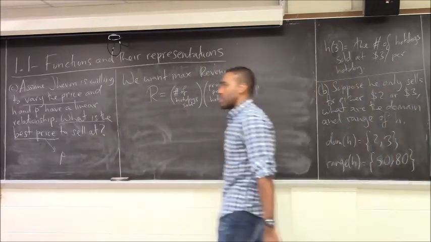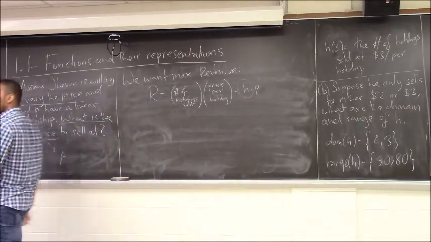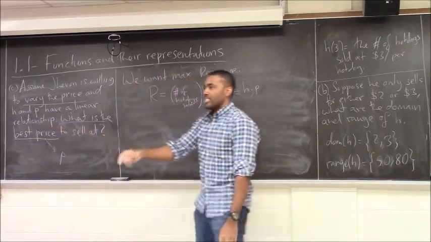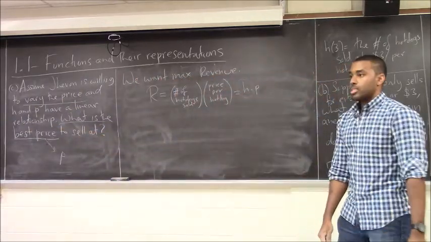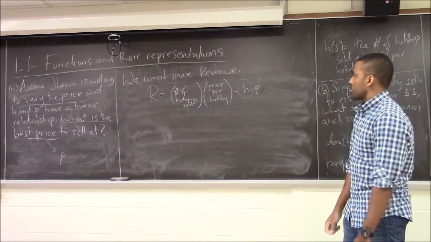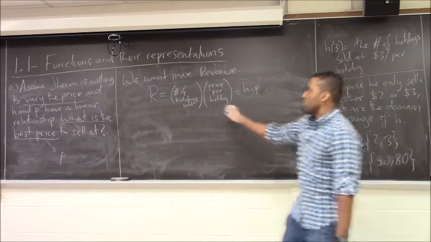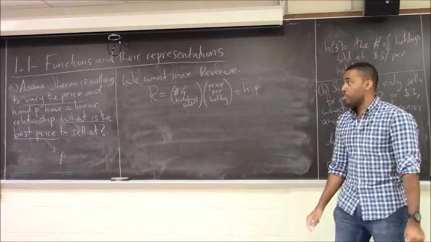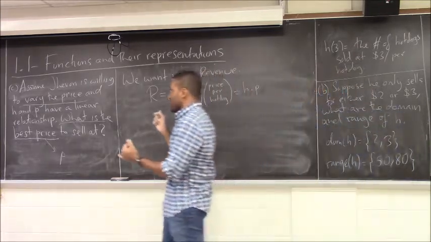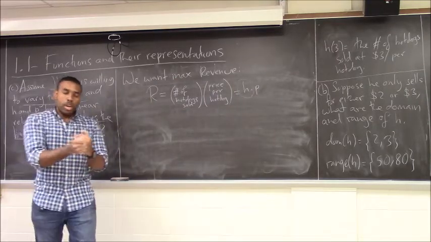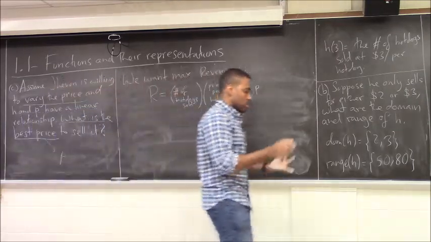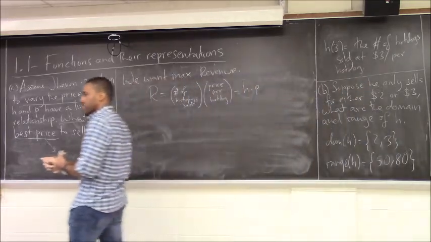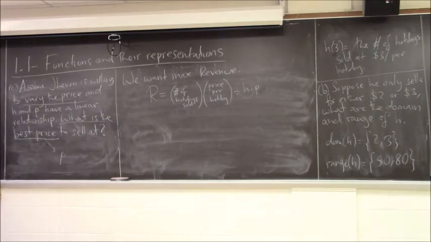If H is the number of hot dogs, and I know H and P have a linear relationship, how would I get to what that is? Yeah, you'd substitute. You'd set H equal to, you could divide revenue by P and then get. Yeah, but I also don't know what the revenue function is. Using the information we have so far. This is all the information I have so far. When the price is $2, I sell 80 hot dogs. When the price is $3, I sell 50 hot dogs. Price and the number of hot dogs sold have a linear relationship. How do I describe that relationship?